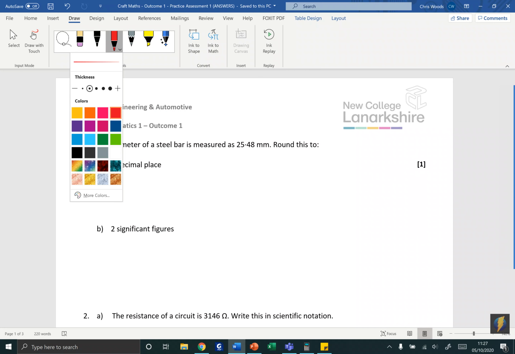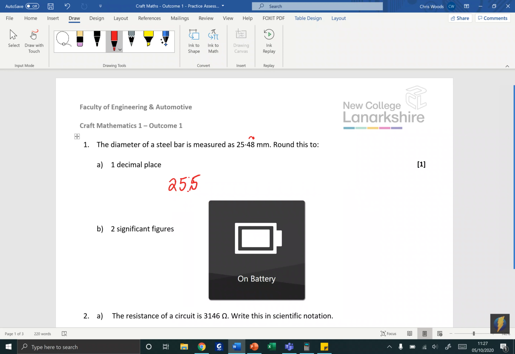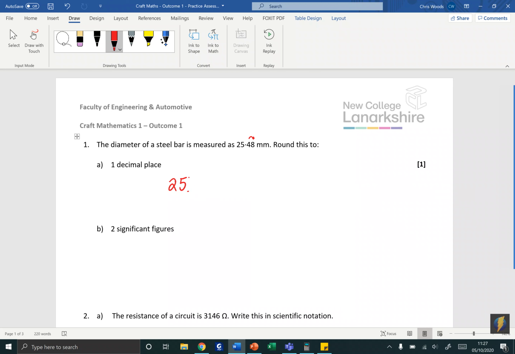So when you're rounding to decimal places, if you're rounding to the first decimal place, the second decimal place decides how you round. This 8 is going to move that 4 up to a 5. So all you would need to write for that is 25.5 millimetres. That's it. You don't need to do any working for that.